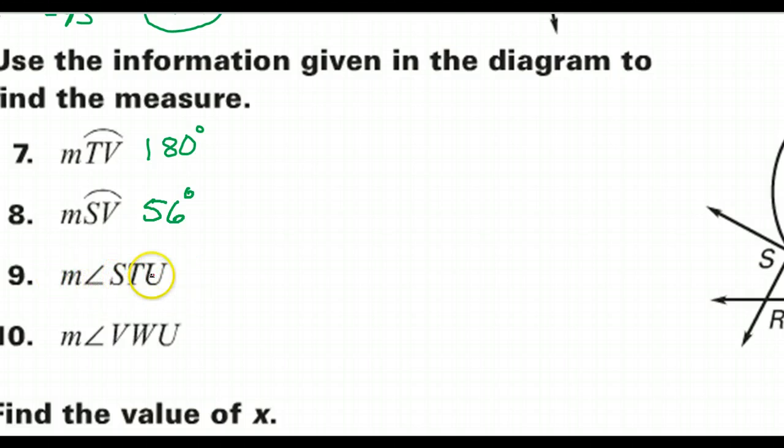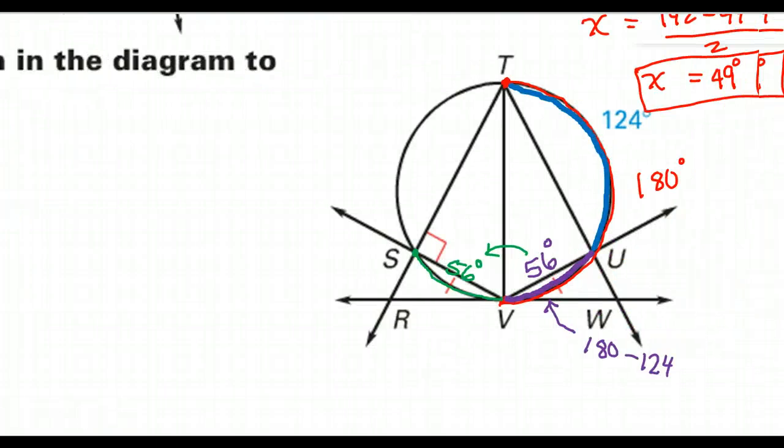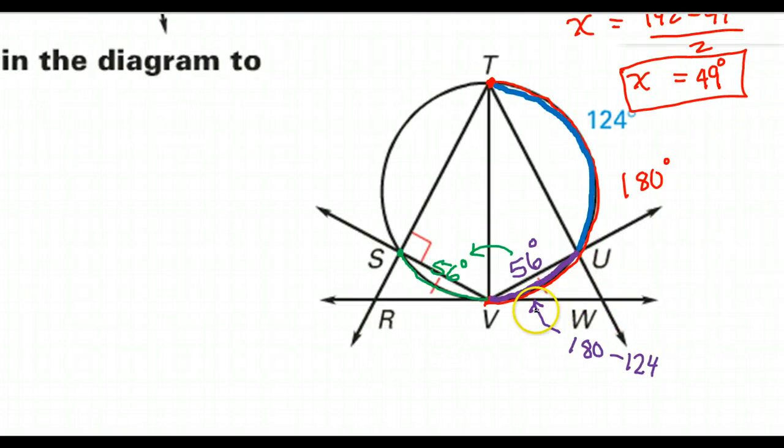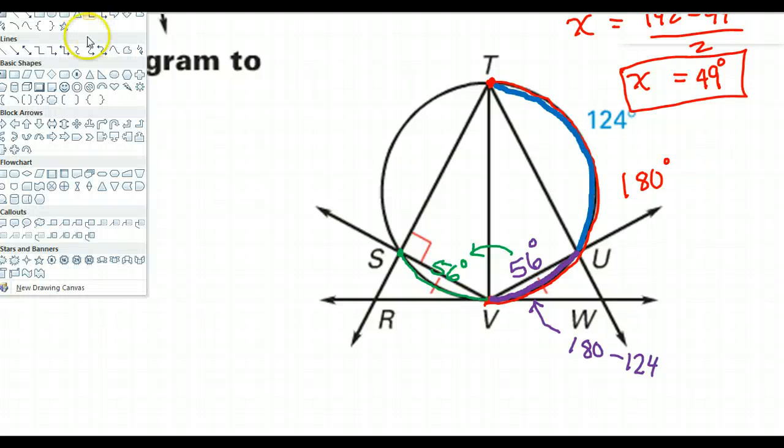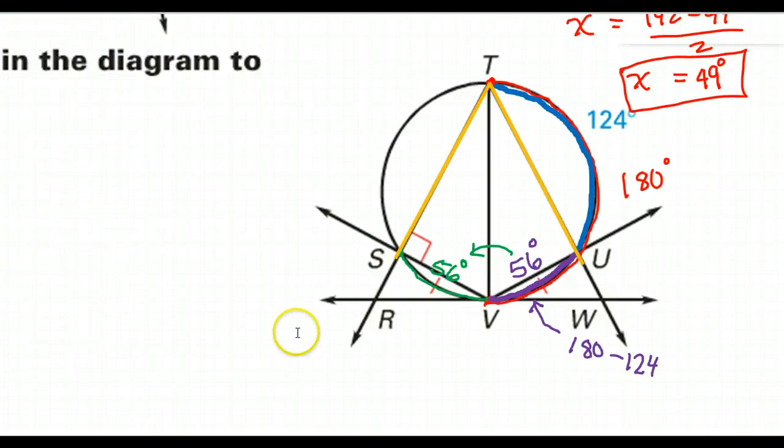Measure of angle STU. Let's see what that's all about. Angle STU. Okay, that won't be so bad. I'm going to use orange for this one. Angle STU is the angle that I've just shown here in orange, from S to T to U, okay? So just to make it extra clear, angle STU, we're trying to find that angle.